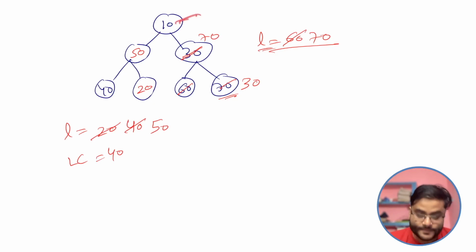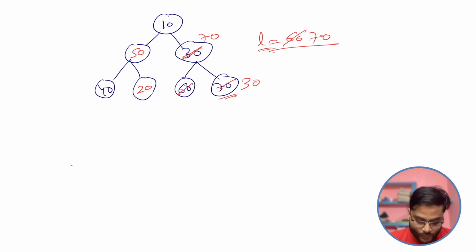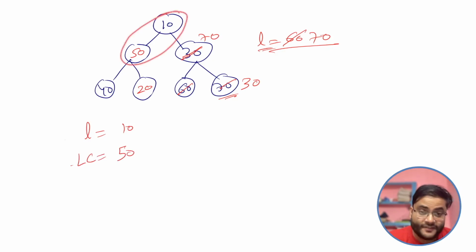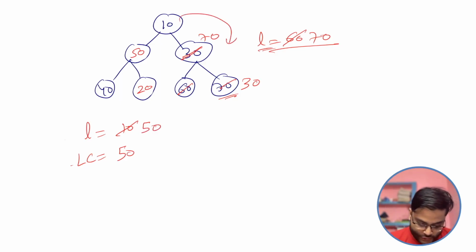Now come here. Let's take largest equal to 10. Its left child contains 50, and I will update my largest, so largest will be 50. Now move to the right child. Its right child contains 70, so I will update my largest to 70. It will be 70.